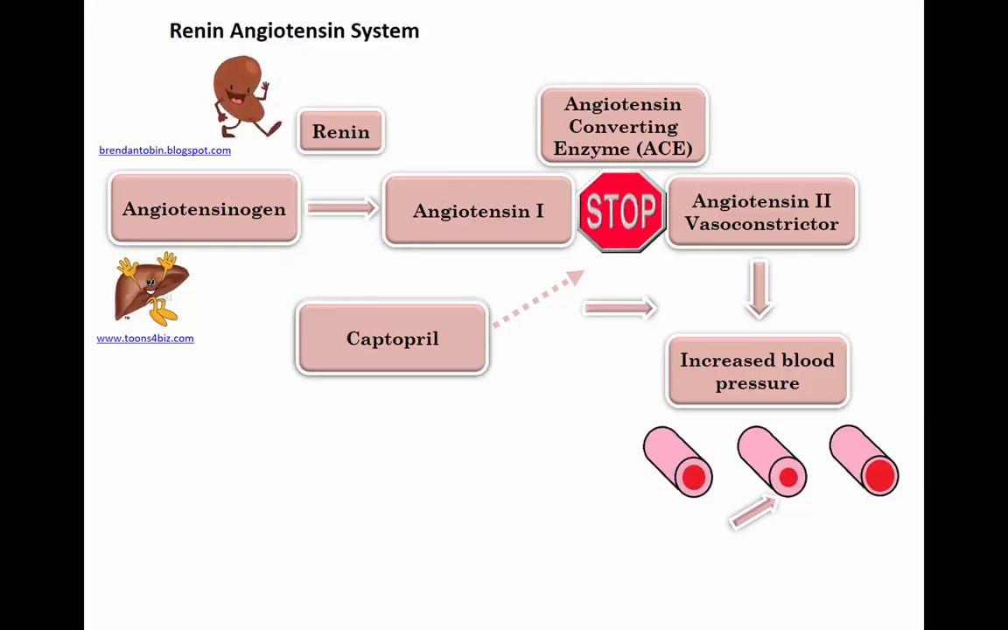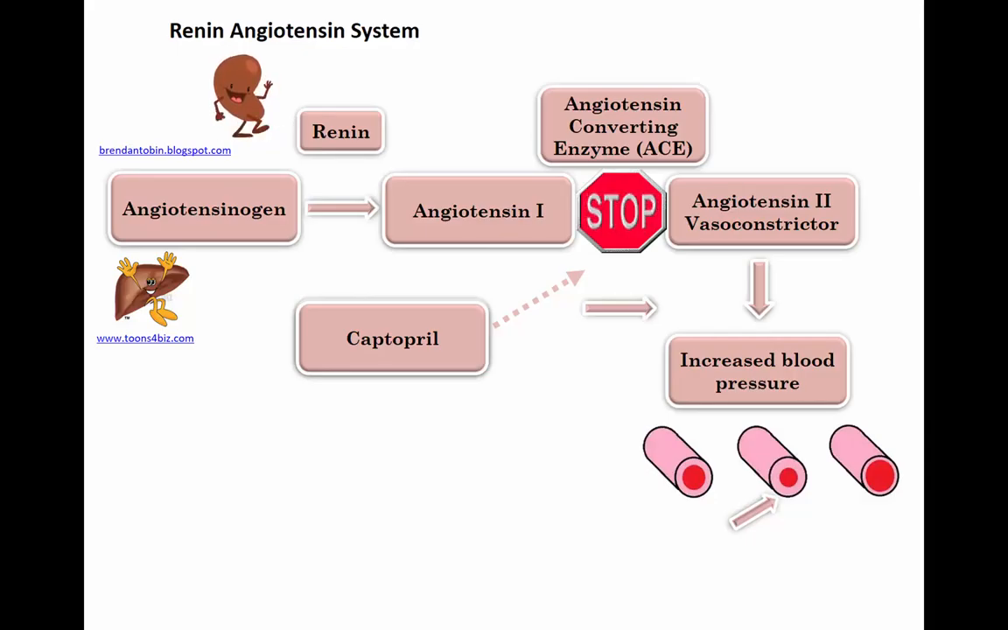So here's an animation. When the body detects low blood pressure, when for some reason you get low blood pressure, the kidney produces renin. The renin converts angiotensinogen, an inactive hormone, to an active hormone, angiotensin 1, where this enzyme, the angiotensin converting enzyme, converts angiotensin 1 to angiotensin 2, which is a vasoconstrictor. So it regulates the blood pressure. You have a dilated vessel, it makes it less dilated, and the blood pressure becomes normal.